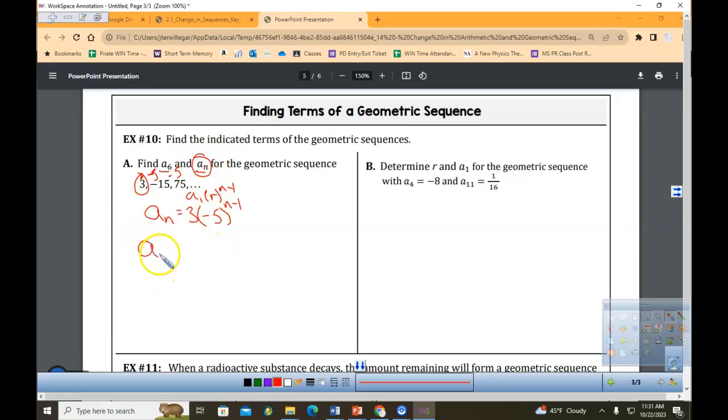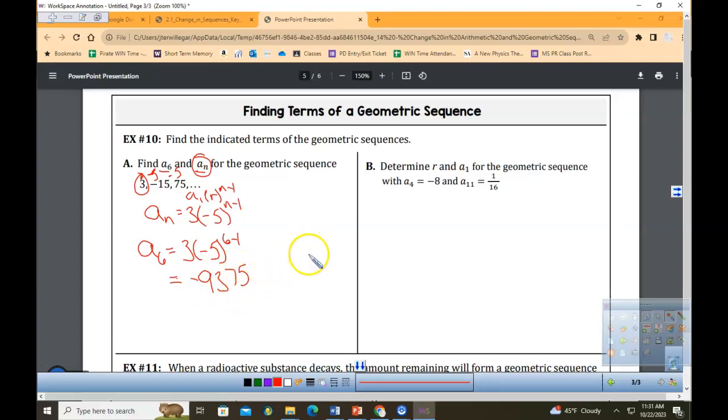So to find a sub 6, I'm going to plug in 6. Okay? When I plug in 6, I get -9375.